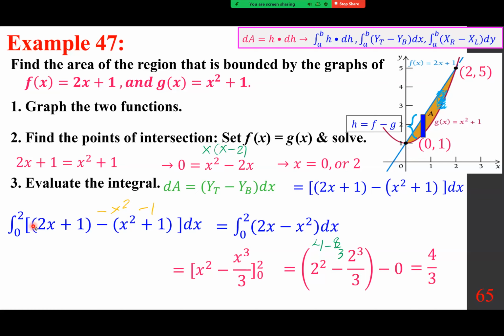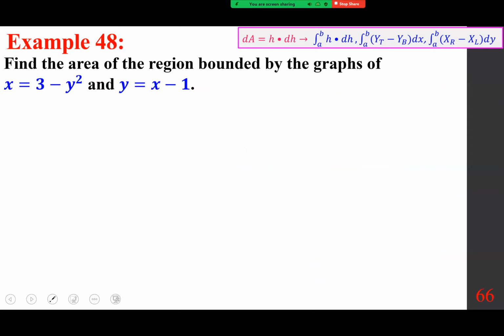By the way, we're going to discuss the x of the right minus x of the left. In this case, it would work also, but you have to solve for x, okay? No need for that. But if you look at this example, we want to find the area of the region bounded by the graphs of these two functions.